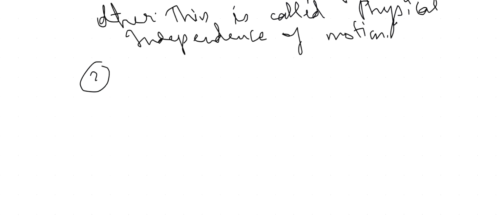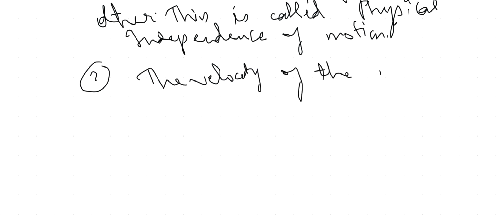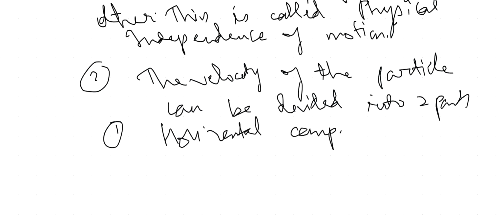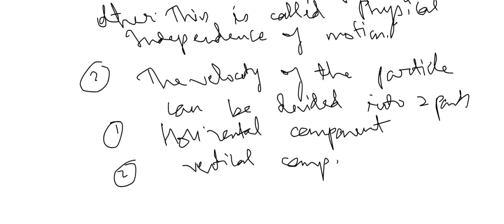Okay. Next, one more assumption is the velocity of the particle. The velocity of the particle can be divided into two parts. One is the horizontal component. Next is the vertical component. Now we'll explain what is the horizontal component and what is the vertical component.